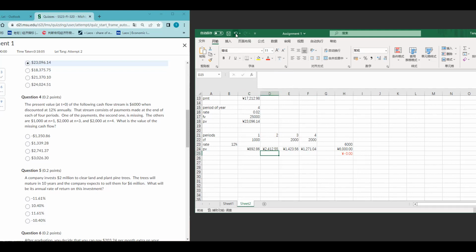Oh wait. So here is the second one. So the question is, what is the value of the missing cash flow? So we're going to solve this. We're going to use the future value function.